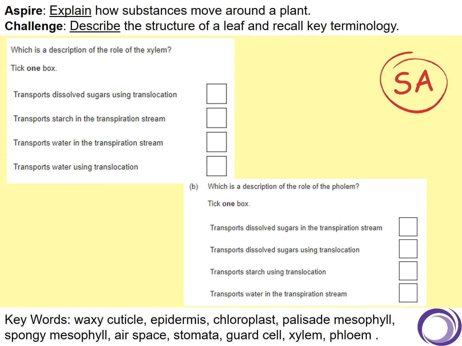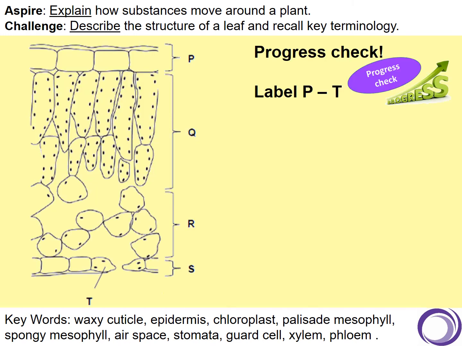Okay, so the answer for the previous question, which was describe the adaptation of the palisade, is that they have lots of chloroplasts, or many chloroplasts, for photosynthesis. The description of the xylem is this one: transports water in the transpiration system. So it's about water and transpiration. And then the phloem is transports dissolved sugars or glucose using translocation.